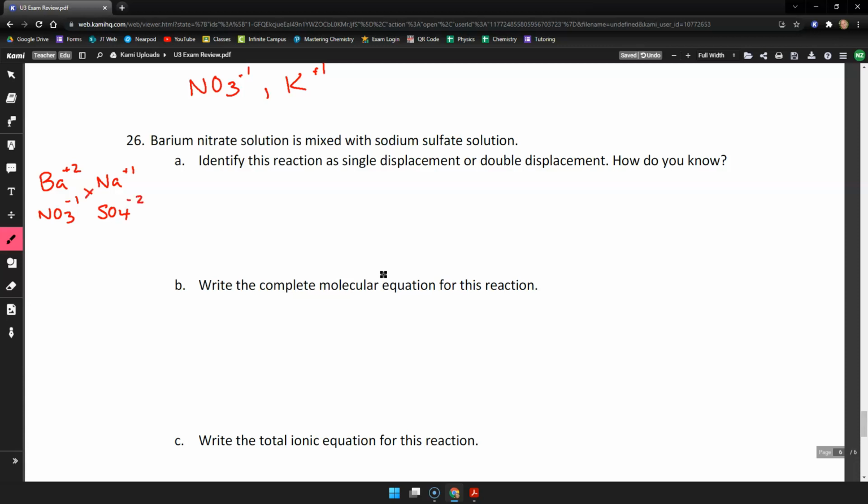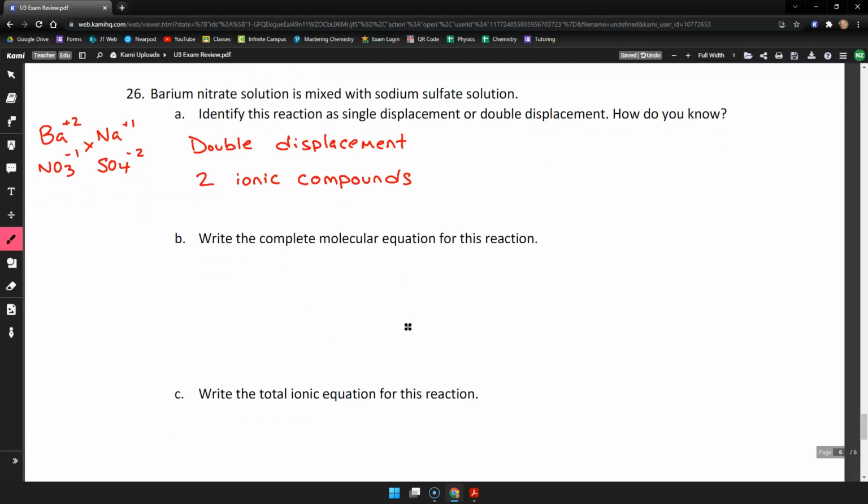So this will be a double displacement or double replacement. Same thing. Okay, how do we know? Well, there are two ionic compounds. It's two things that are combined. So two ions that are combined, and we have two compounds. So two ionic compounds.